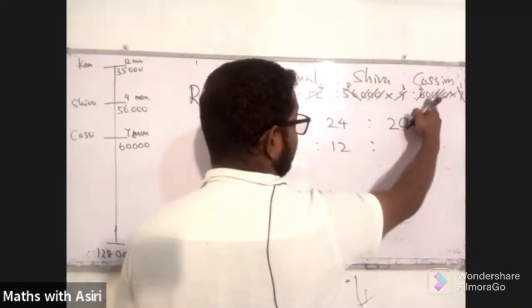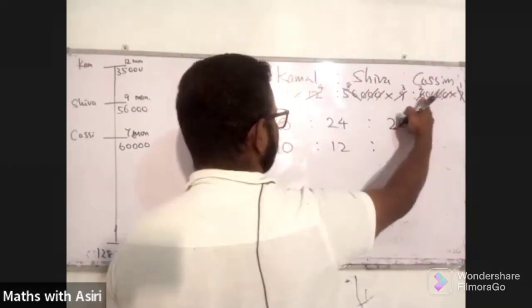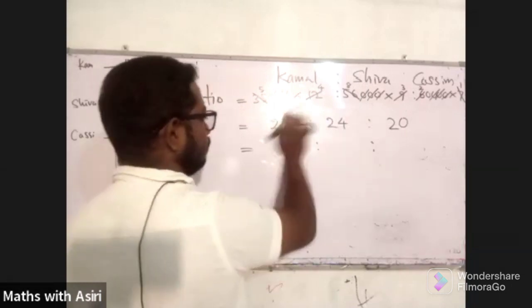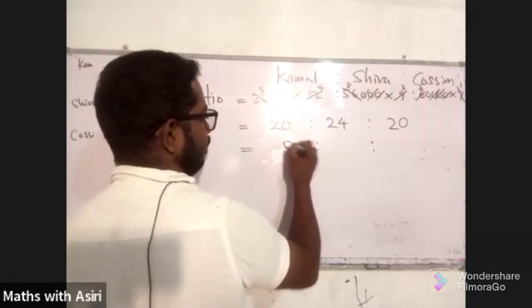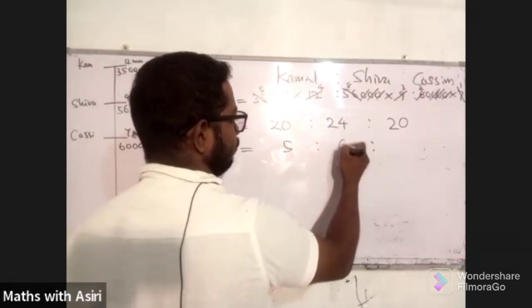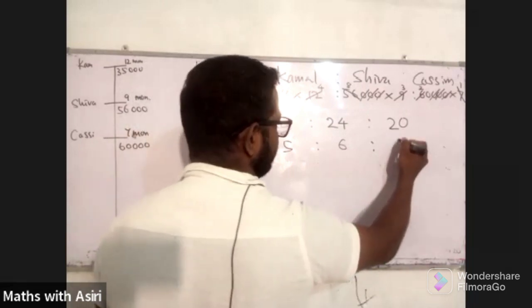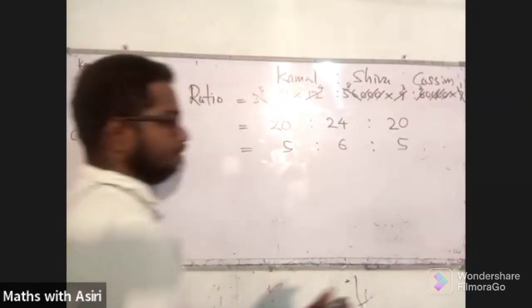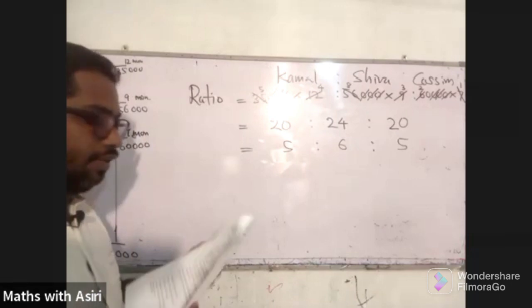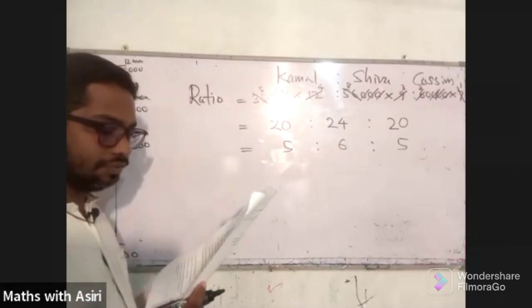So remember that here there is a 0 here. Again we can divide by 4. 24 divided by 4 is 6. 5, 6, 5 is the simplest ratio.